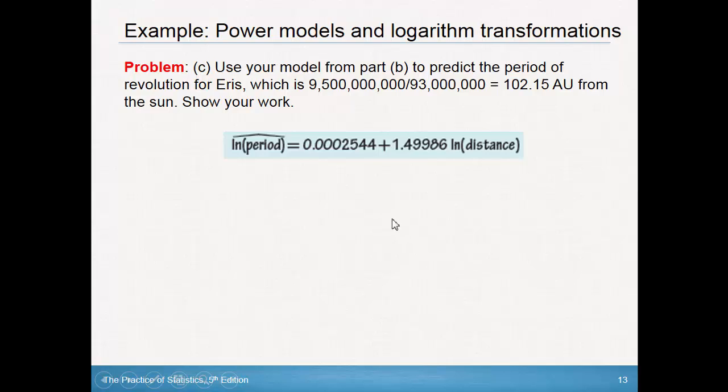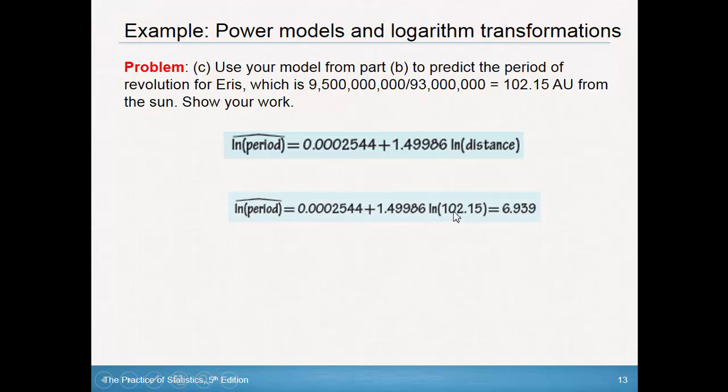Now we want to see if Eris fits this model. If it fits this model, maybe it's a planet. So we have to put it into terms of astronomical units. So it's 9.5 billion miles away, divided by 93 million miles, which is the distance the Earth is from the Sun.